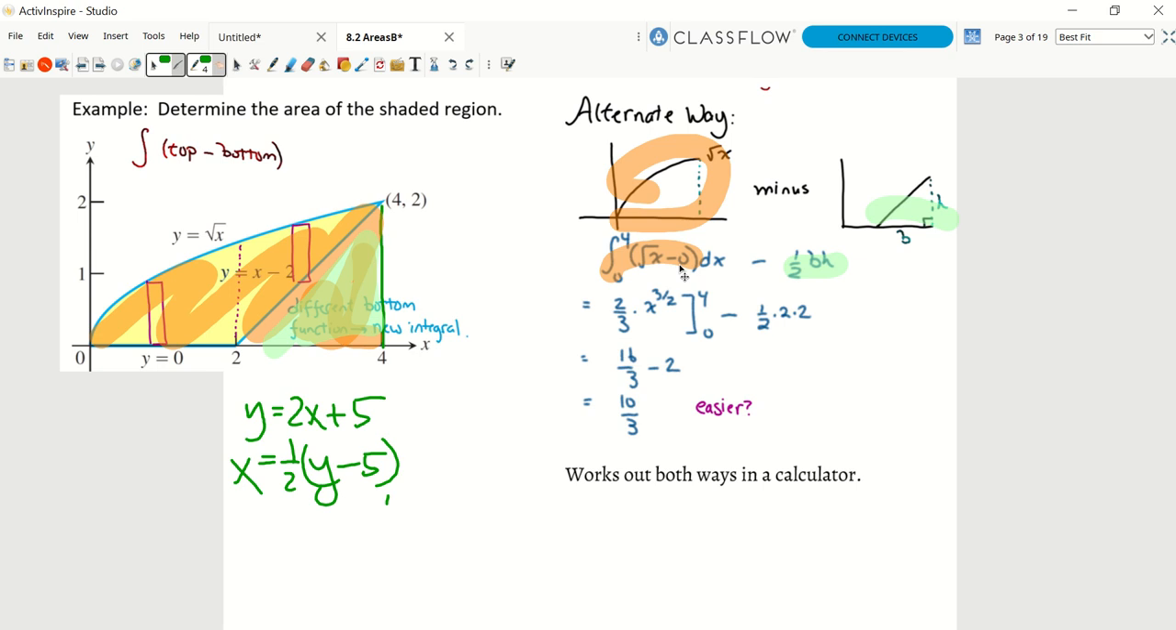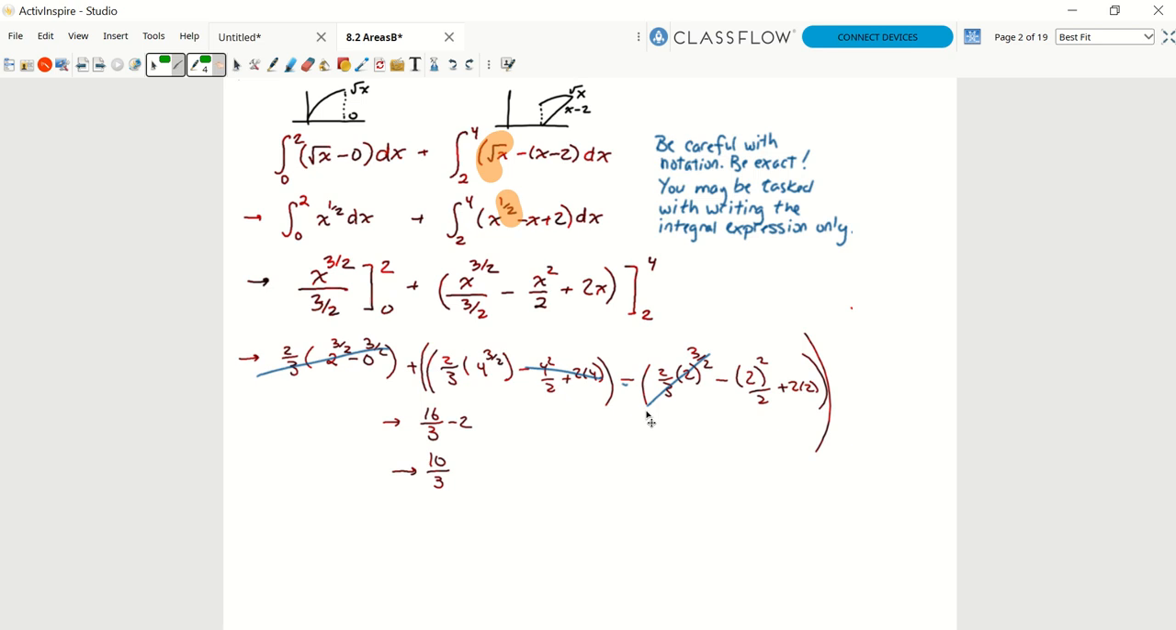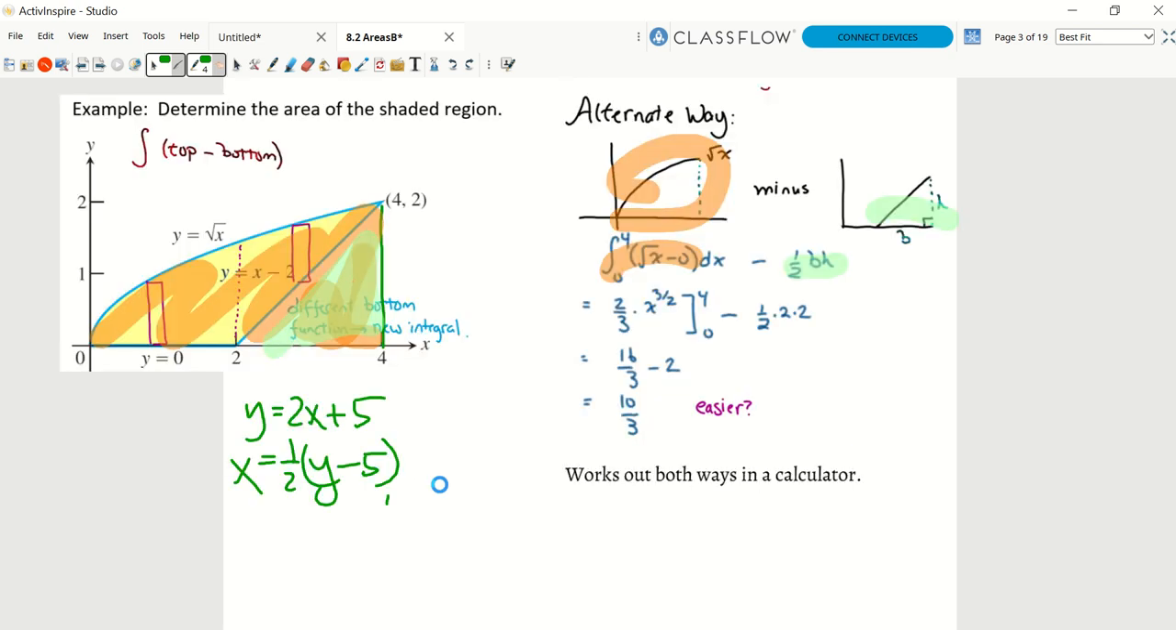You can just write root x. This 0 is a little redundant. Minus, we can just use our geometric formula of a triangle, 1/2 base times height, which is 2 and 2. And then you still get 10 over 3, which is what we got using the other way here.